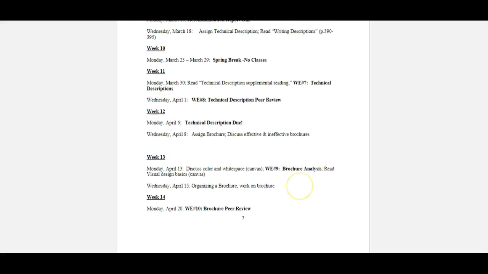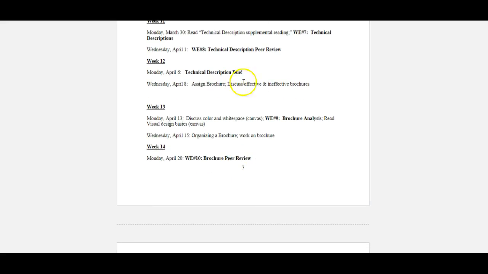And like I said, I might have a discussion just so that we can go ahead and discuss effective and ineffective brochures. So these discussions would be like the ones that we have in class. They wouldn't necessarily be worth points because I don't want to add extra work that you haven't done before, but it would count towards your participation and attendance. So those discussions we will have there. Of course, I'll keep you posted. Then after that, we're still going to do the brochure analysis and we are still going to work on the brochure. Obviously, we're not going to have a brochure peer review.